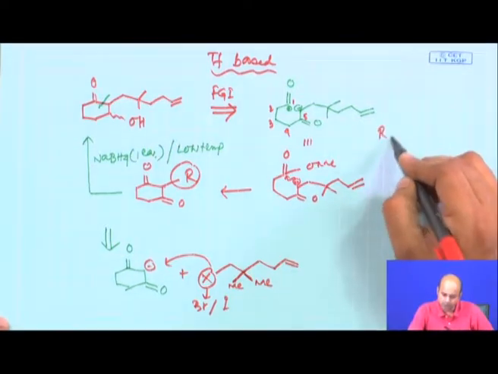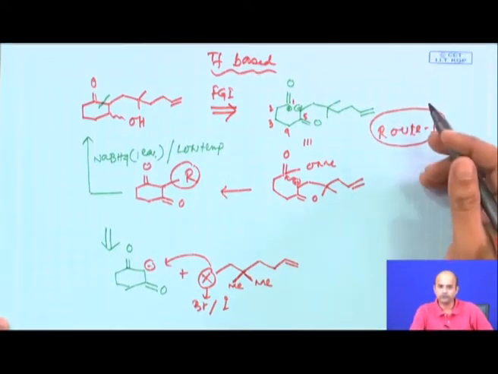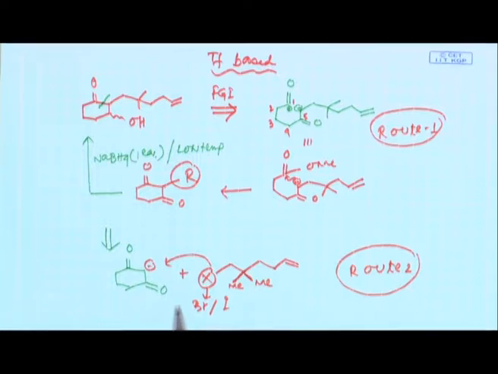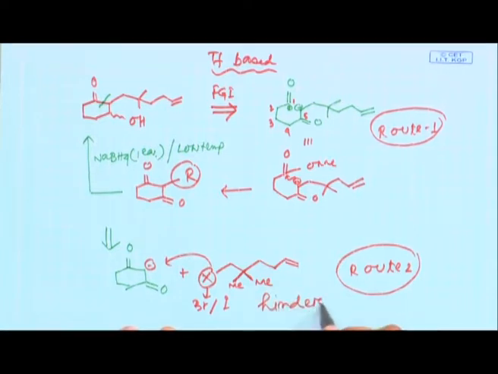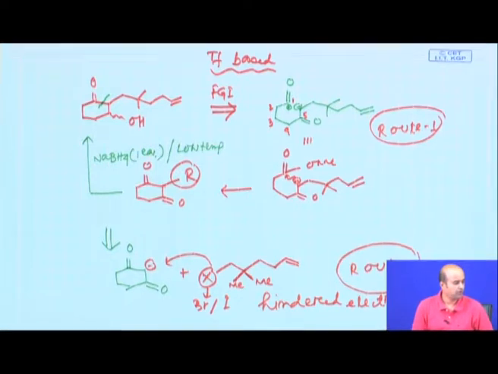Route 1 is a somewhat more positive approach, where you can do a Dieckmann reaction. Route 2 could be a viable route, but you have a little problem because this electrophile is a sterically hindered electrophile. You might have some difficulties, but you are not sure whether you will face real difficulties until you actually do this particular reaction.